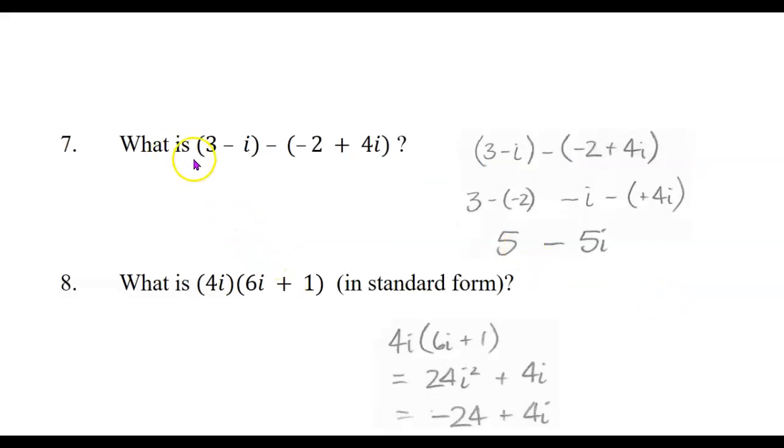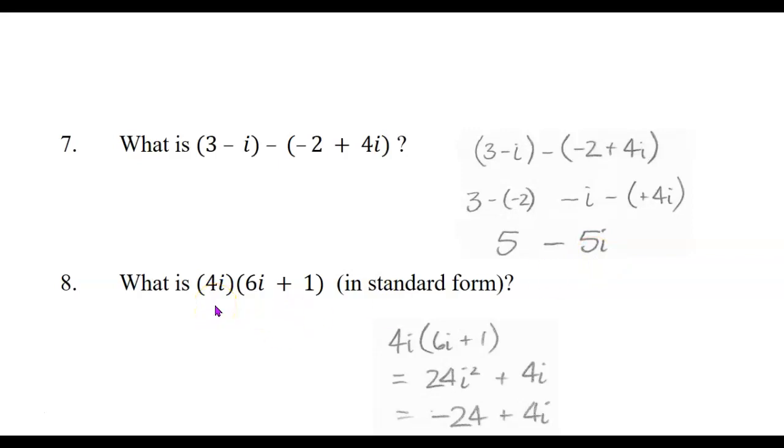Operations with complex numbers. 3 minus i minus negative 2 plus 4i. So we are subtracting here. The 3 minus the negative 2 gives you a real part of 5. And the negative i minus 4i gives you minus 5i. So the answer is the complex number 5 minus 5i.